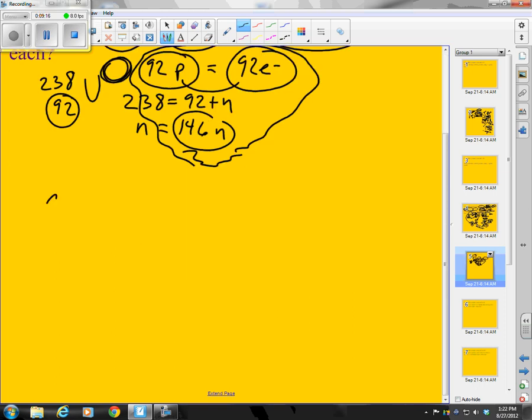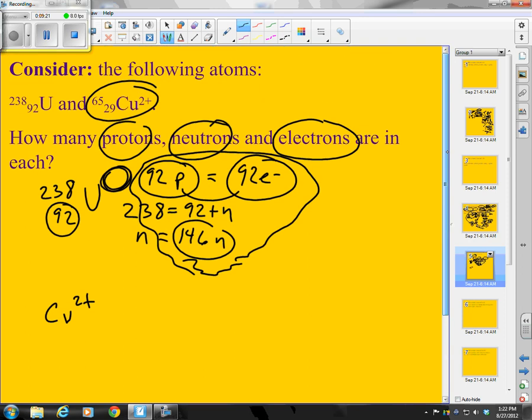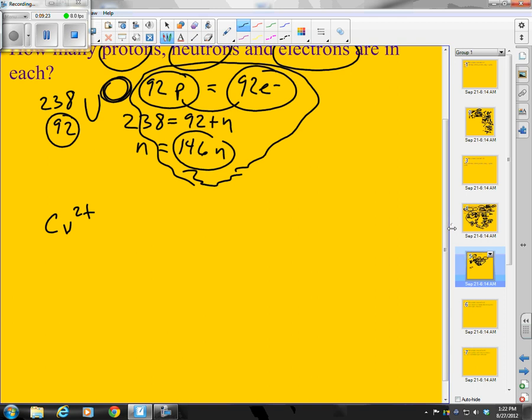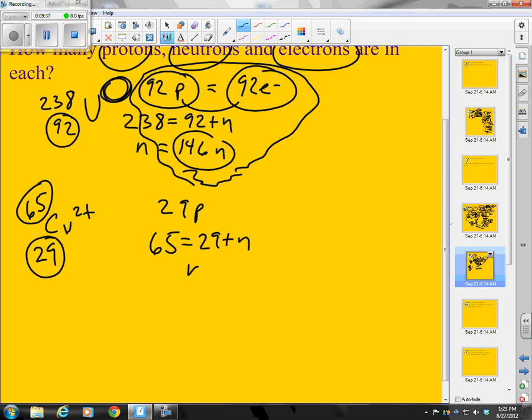Copper. So I have copper 2 plus, and let's pop up here. What is it? 65, 29. What's this? There's my atomic number. That means I have 29 protons. I have a 65 for my mass number, so 65 is equal to 29 plus N. N is equal to, how about 36? 65 minus 29 is 36. I have 36 neutrons, 29 protons.